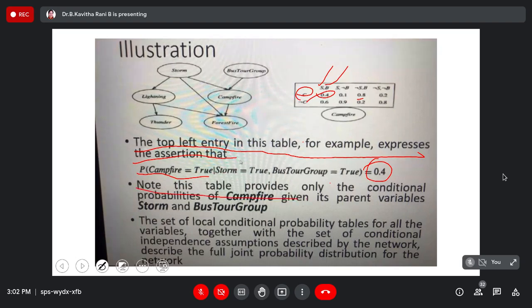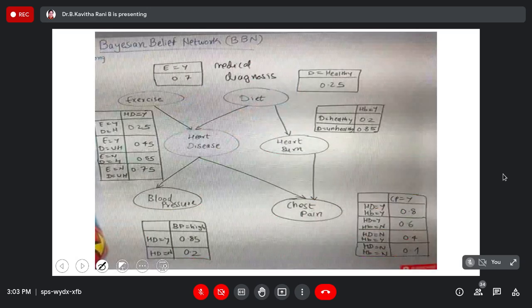So note, this table provides only the conditional probabilities of campfire given its parent variables storm and bus tour group. It is only for campfire. The set of local conditional probability tables for all the variables, together with the set of conditional independence assumptions described by the network, describe the full joint probability distribution for the network. So likewise, we have to find for all the other variables also. In this way, we have to generate the table. So this is one example, and in this way you'll be generating all the values for all the variables.